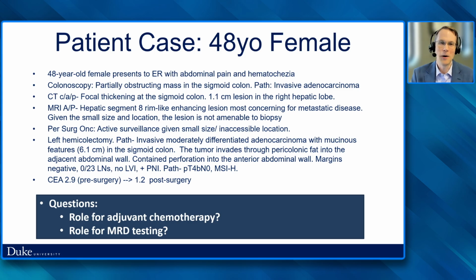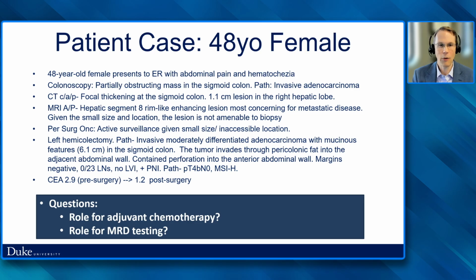All right. Well, if you thought the last one reflects modern practice, it's about to get even more complicated. So this is a 48-year-old female who walked into the emergency room with abdominal pain and hematochezia. She got an emergent colonoscopy, which showed a partially obstructing mass in the sigmoid colon. It was confirmed as adenocarcinoma. This was at an outside hospital.